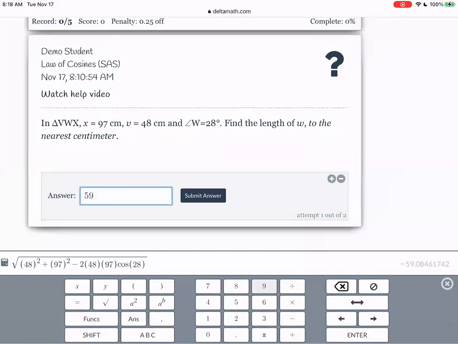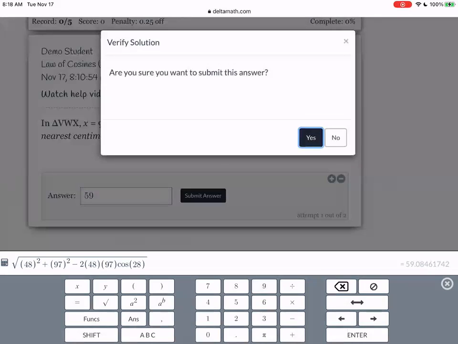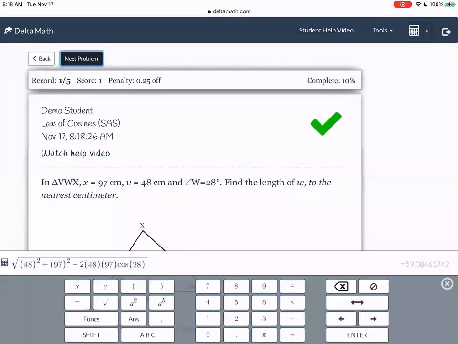Okay, any questions for this problem? Okay, submit. Let's do another one.